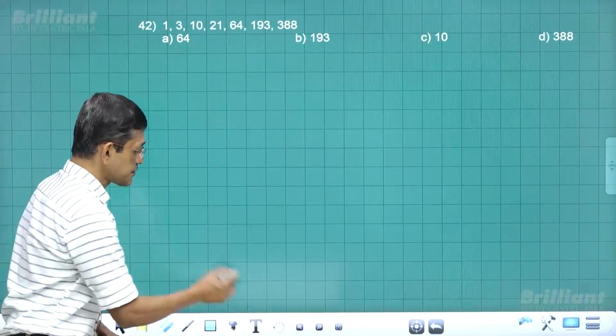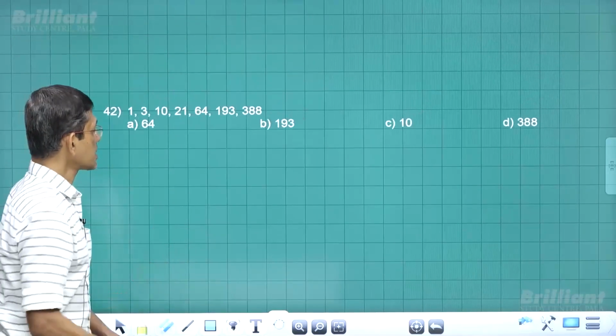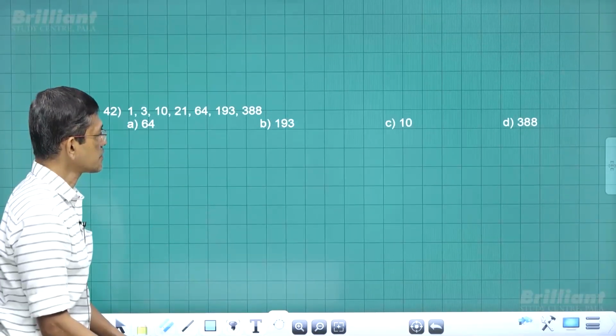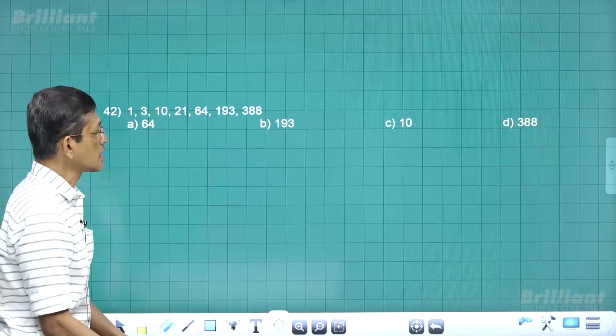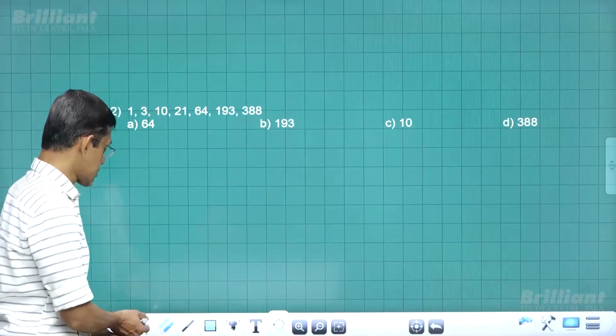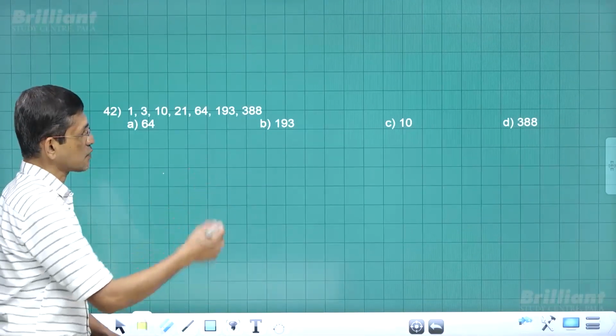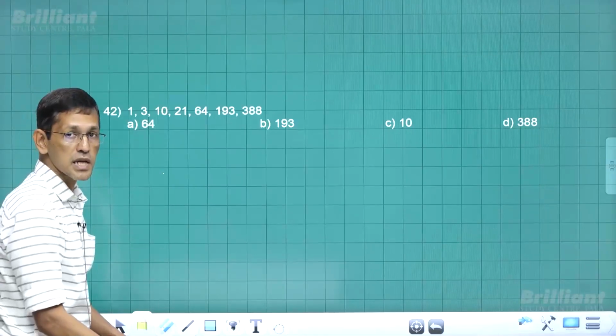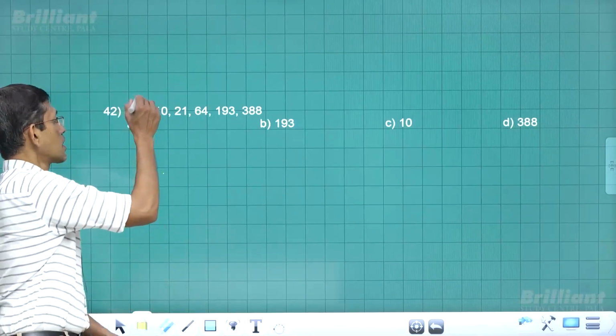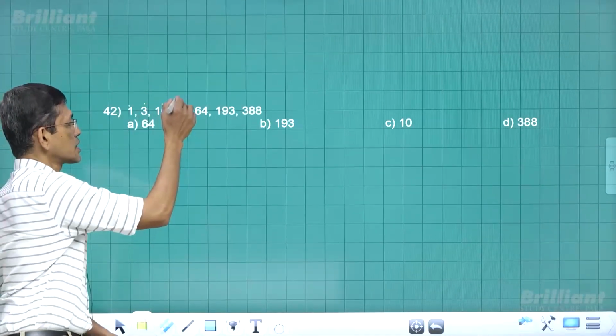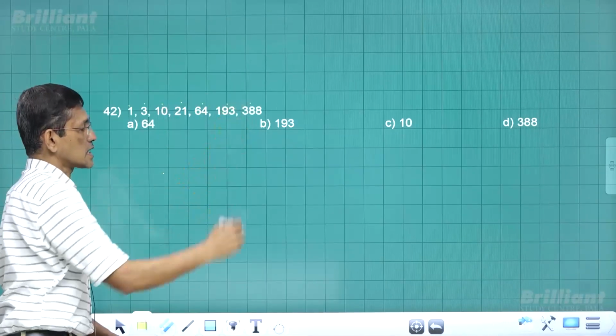Now, number 42. 1, 3, 10, 21, 64, 193, 388. So what is the pattern? First of all, what is the pattern? Once you get the pattern, you can get the wrong number. 1, 3, 10, 21, 64, 193, 388.